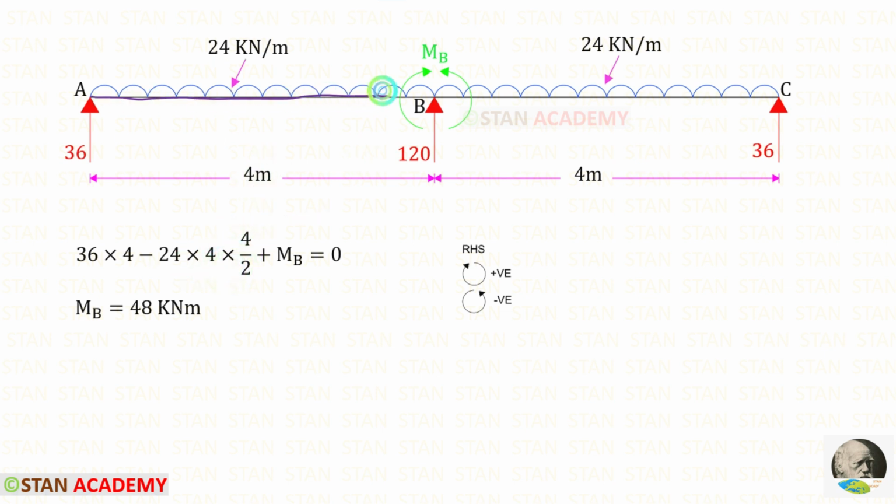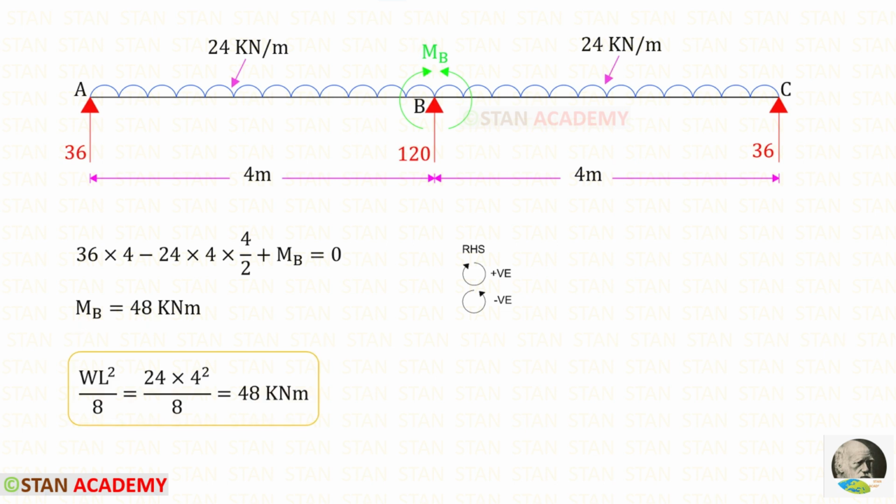About the span AB, MB is acting in the clockwise direction so it will be positive. For MB, we will get 48 and it will be positive. That means our assumption is correct. MB is a hogging moment. For this particular beam with this particular kind of loading, we can find MB easily by using this formula. We have to take any span. W is 24 and L is 4.